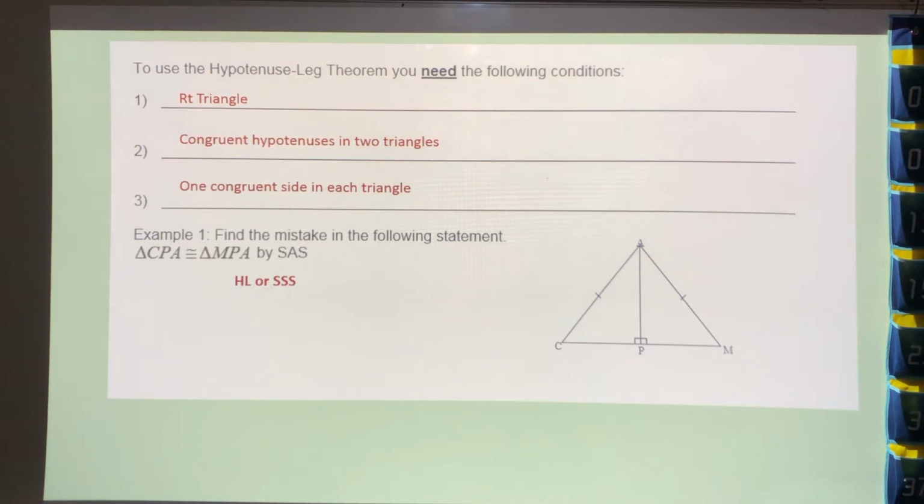Yes, we do. And we can also say that this is congruent by side, side, side, which we'll learn later on. But we cannot prove this is true by side angle side, because side PC and side MP, we don't know enough about to prove it congruent. So the mistake in this problem is the side angle side.